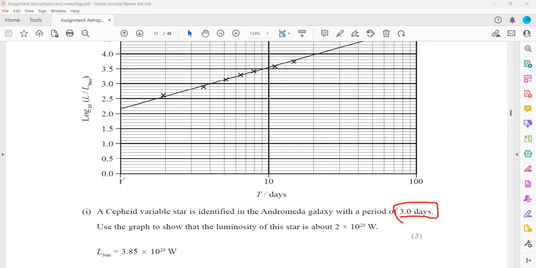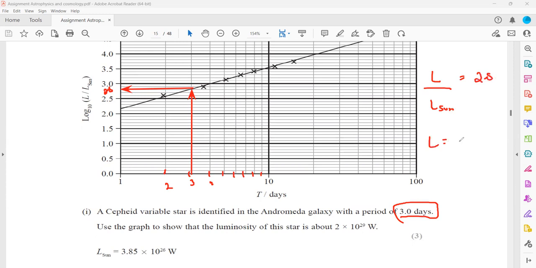So this one is 1, this one is 2, 3, 4, 5, 6, 7, 8, 9, and 10. First we work out the ratio between the luminosity of that star compared to that of the Sun. Each line represents 0.1, so 2.1, 2.2, and because there are 5 lines, 2.5, 2.6, 2.7, and 2.8. So the ratio between the luminosity of a Cepheid variable and the luminosity of the Sun in the period of 3 days is equal to 2.8.